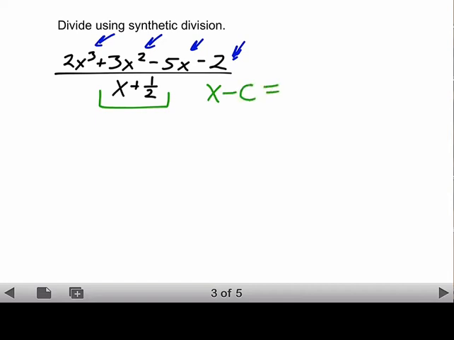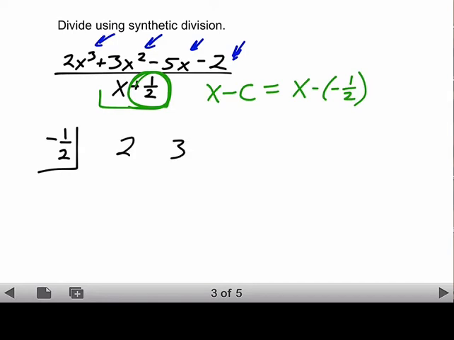Well, in this case, it's x minus negative 1/2. In other words, whatever number you've got, x minus 1/2, x plus 5, whatever, change the sign. That's the number we're going to put in the penalty box. So for x plus 1/2, I use negative 1/2. Coefficients in descending order from the terms, 2, 3, negative 5, negative 2.